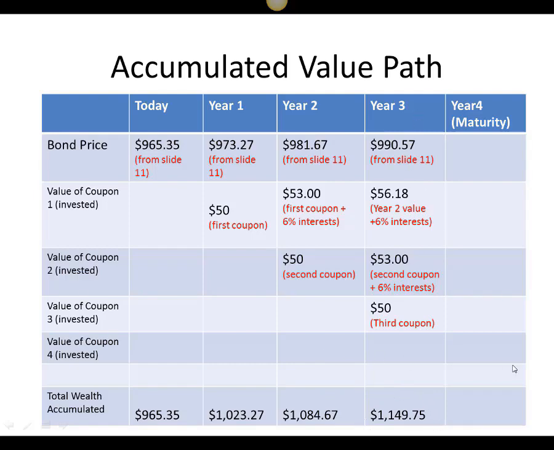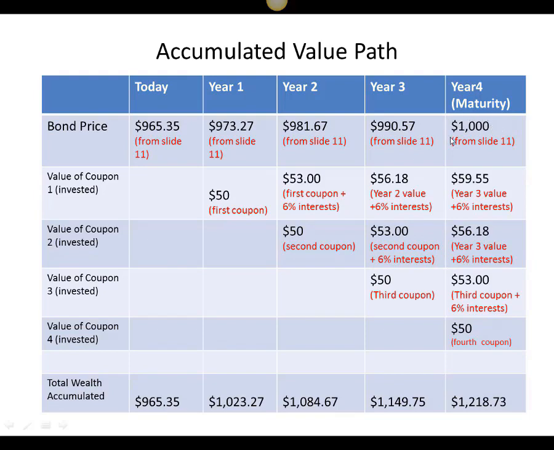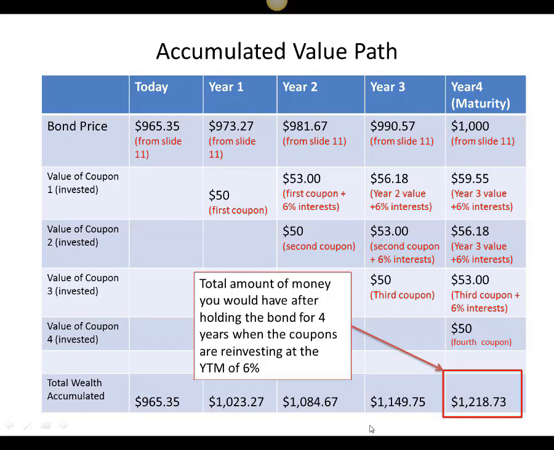And then finally, if we hold the bond to maturity, the company would give us the face value. This first coupon has accumulated interest of this amount from year 1, 2, 3, and then finally in the 4th year. The second coupon has earned this much interest. This is for the third coupon, and then finally you would receive the 4th coupon. So this would be the total accumulated amount if we held the bond to year 4. So the total amount of money you would have after holding the bond for 4 years when the coupons are reinvested at 6% is $1,218.73. All right, so we want to compare the numbers from this table to when the interest rate stayed at 5%.